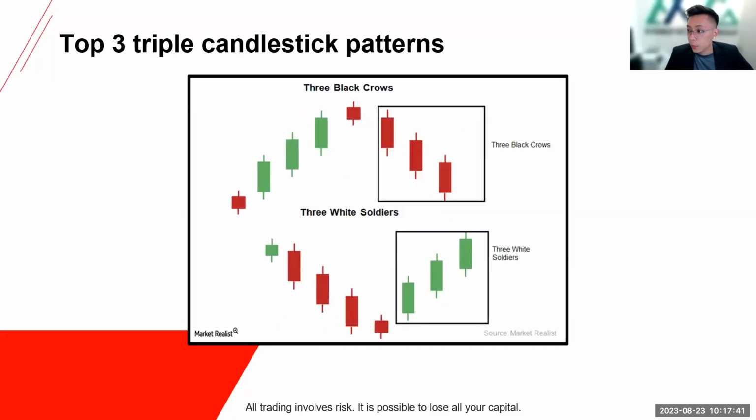Okay, so for three black crows, we have the three black crows right here. So the meaning is the opposite of the three white soldiers, right? So three black crows just means three bearish candles in a row, and that's your confirmation for a sell trade. For your bullish trade, it will be three white soldiers, so three consecutive bullish candles. All right, so this is extremely easy to remember.